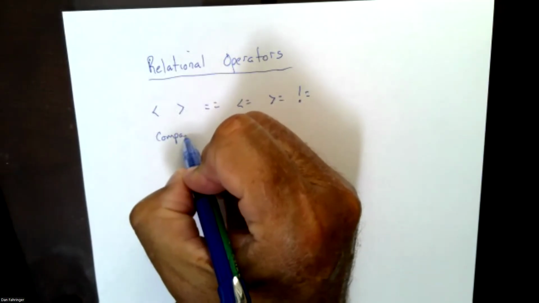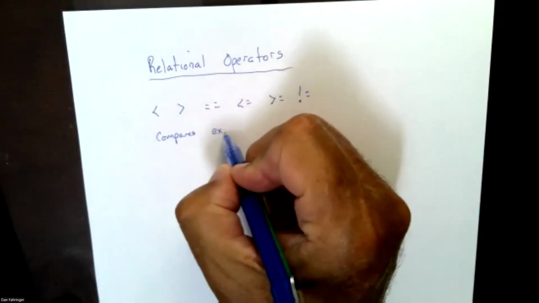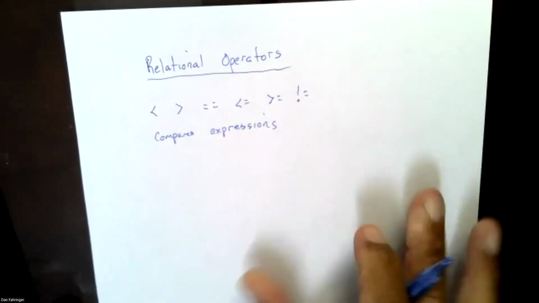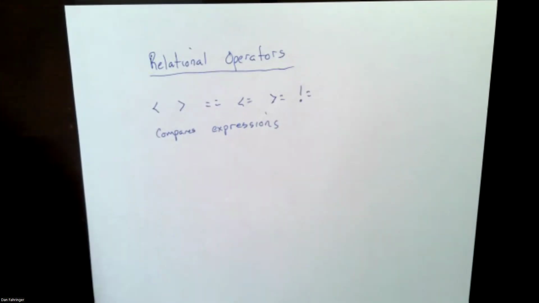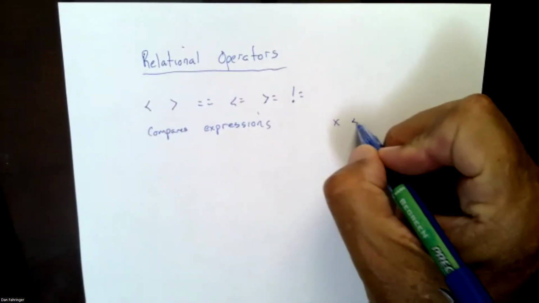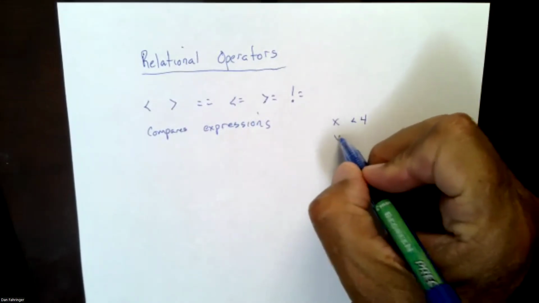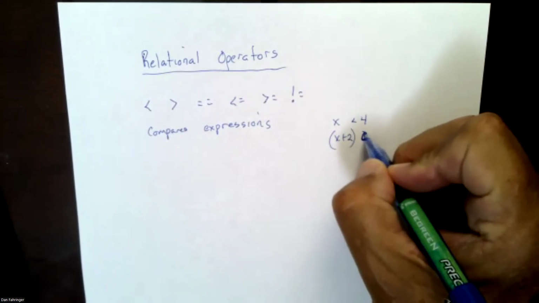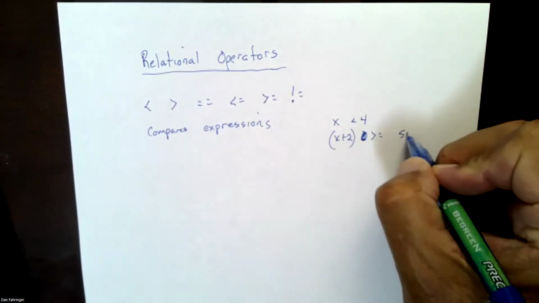Compares expressions. One minute, let me write this down on a napkin. And always, I did hit record, right? Yeah, it's recording. Compares expressions. For example, is x less than 4? Is x plus 2 greater than or equal to some value?